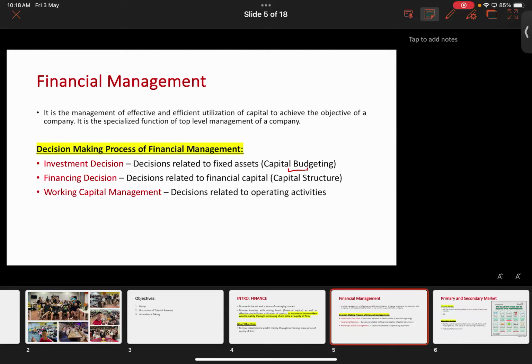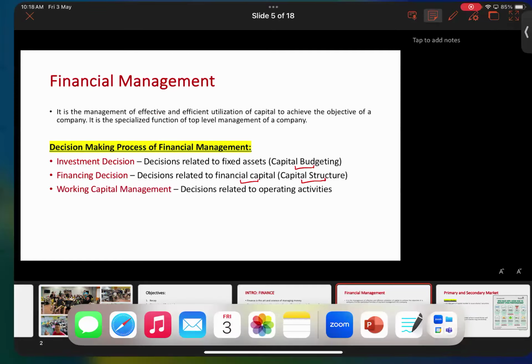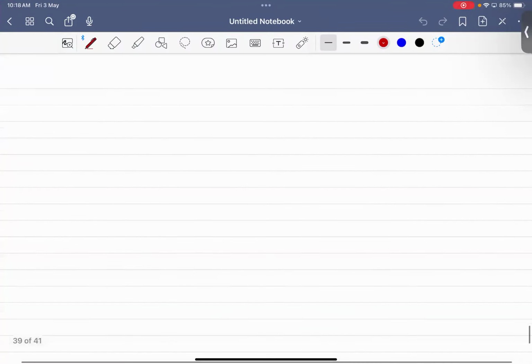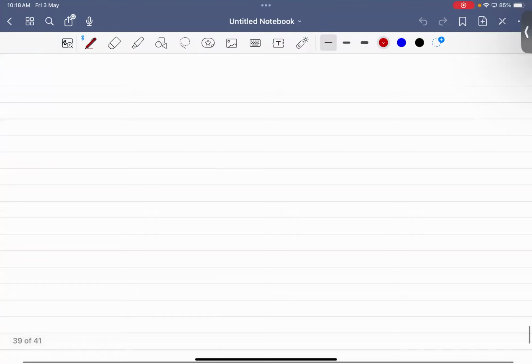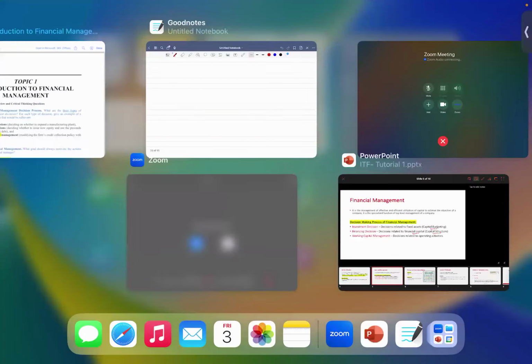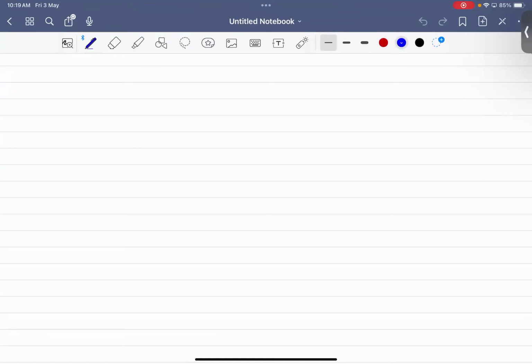The second decision they are usually making is on decisions related to financial capital, or what we call capital structure. These are the decisions about how to raise money for the business. Now some extra notes over here. Let me write on the whiteboard. First of all, we talk about the second decision, which is what we call financing decisions, or capital structure.